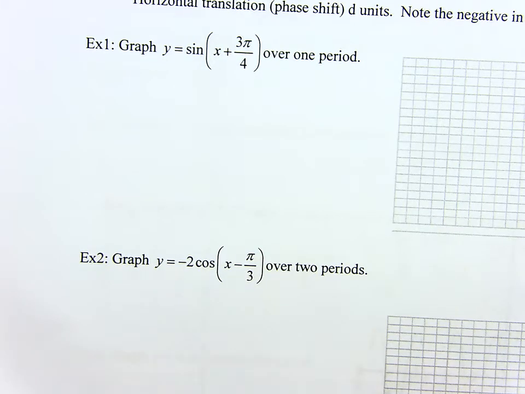So when we look at example 2, we just kind of have to figure out what's what. Okay, so do I have a C in this? In other words, am I adding or subtracting something to the whole function? No. So I'm not going to do a vertical shift on this. I'm not moving it up or down. Okay, so C, there isn't one. I don't have to worry about it.